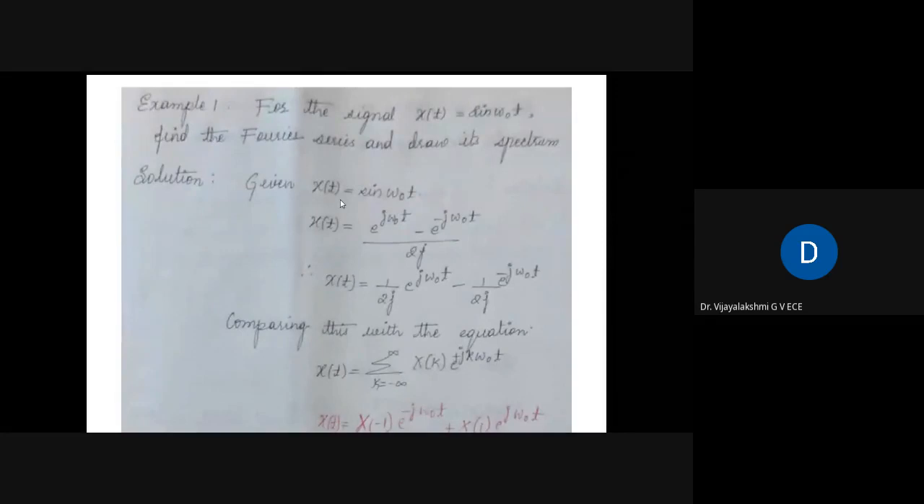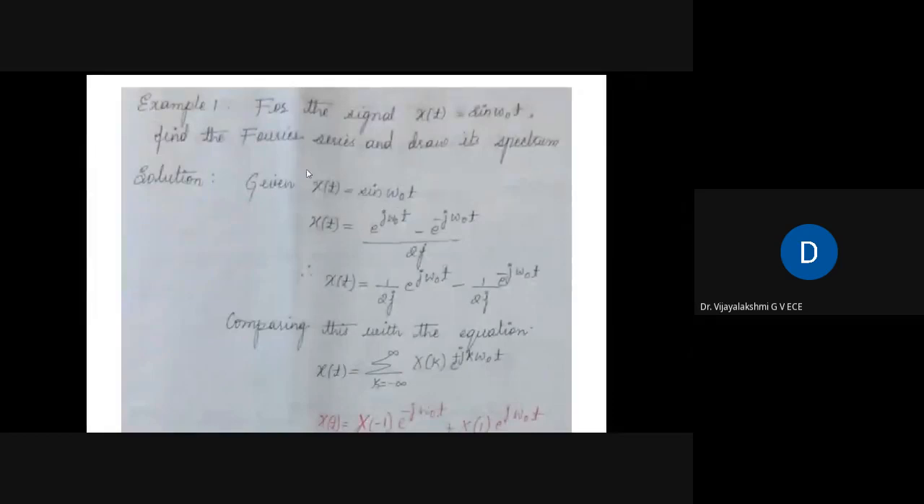So for the frequency spectrum, you have two things. One is the magnitude spectrum, where we plot the magnitude of the Fourier series coefficient versus k, and the phase spectrum, where we plot the phase of the Fourier series coefficient with respect to k. Today let us see some examples on computing the Fourier series coefficient.